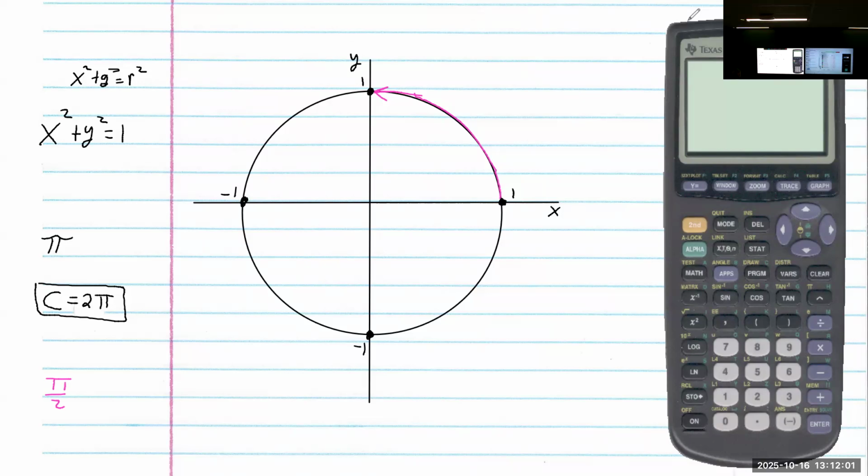So that's what we're thinking. It's a very specific circle. It's of radius 1. It's centered at 0, 0. The circumference is 2 pi because it's a perfect circle. Half of it would be the circumference of pi. The quarter would be 1/2 pi.